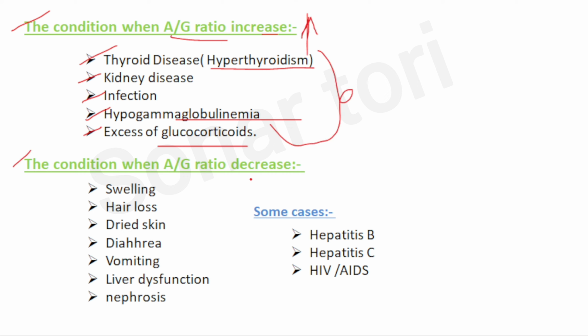Then the conditions when the albumin and globulin ratio is decreased: swelling, hair loss, dried skin, diarrhea, vomiting, liver dysfunction, nephrosis. And in several conditions like hepatitis B, hepatitis C, HIV, AIDS, our albumin globulin ratio is decreased.